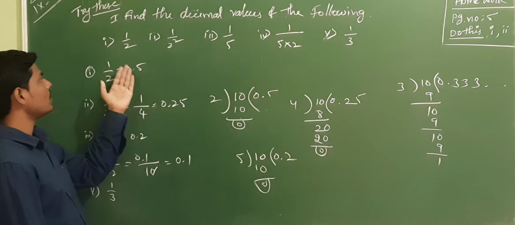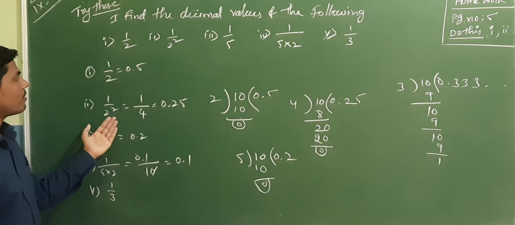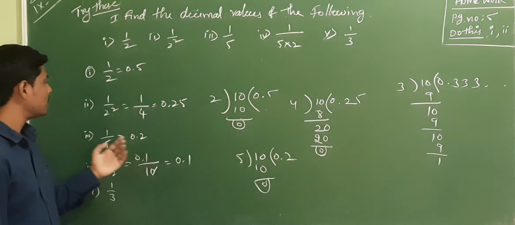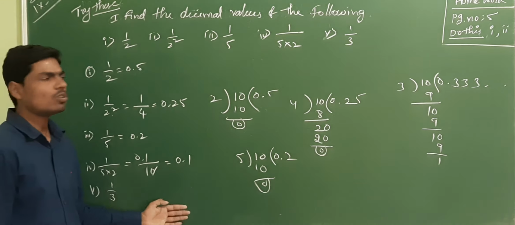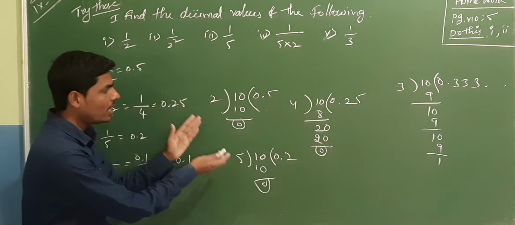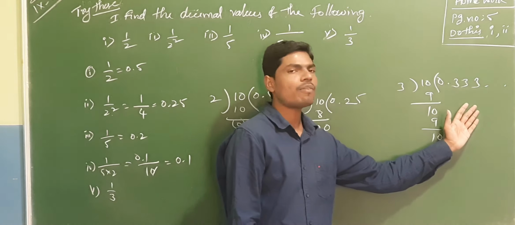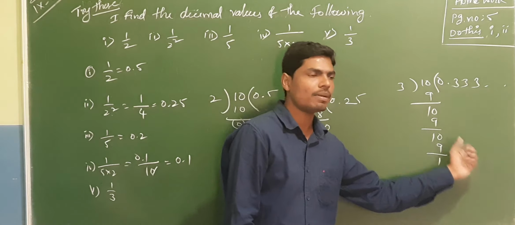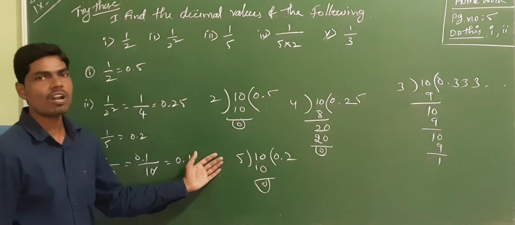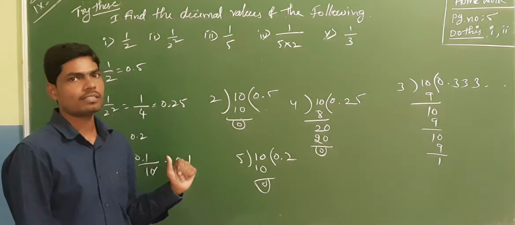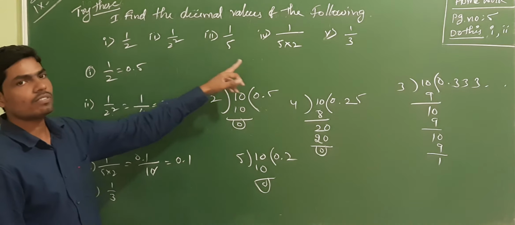Here the solution of 1 by 2 is 0.5, and 1 by 2 square is 0.25, and 1 by 5 and some others like that. So these are all ending. That means finally you are getting remainder 0, but it is not so in the case of this problem. So this type of decimals are called non-terminating decimals, and that type of decimals are called terminating decimals. But observe these questions once more.